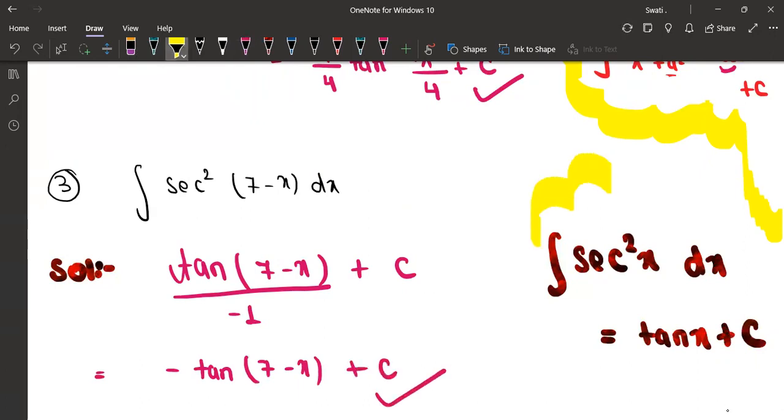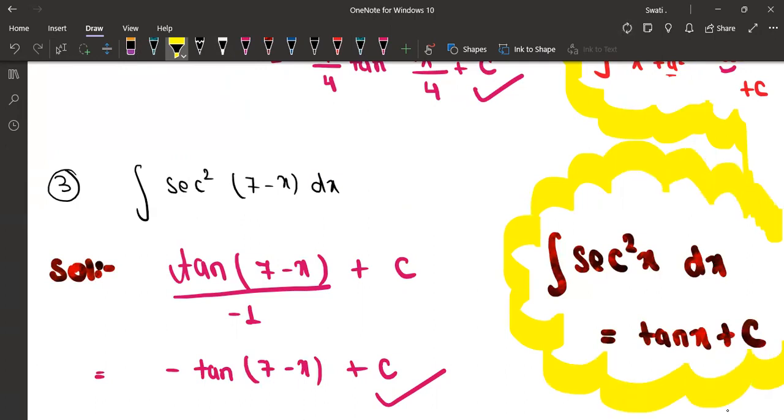This is the formula that I used. Now we can go to the next question, that is the fourth question.